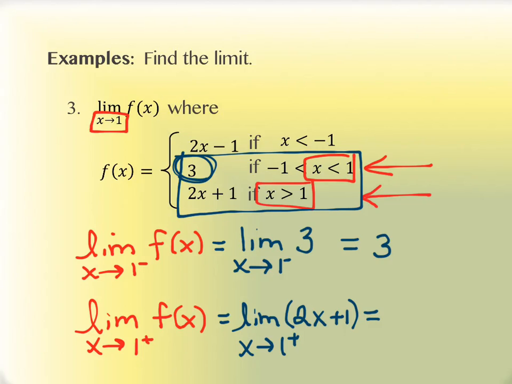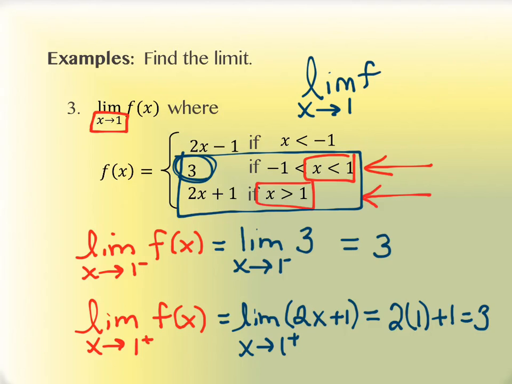On the second one, we're actually going to plug the number 1 into the equation. So 2 times 1 plus 1, and we end up getting 3. So what we discovered last section was that if the one-sided limits, that is the limit from the left and the limit from the right, are the same, then the limit exists. So this actually does have a limit value. So the limit as x approaches 1 of our function is in fact 3.